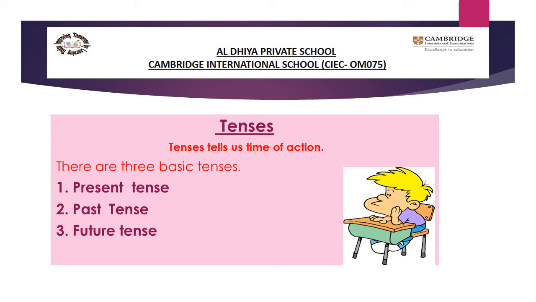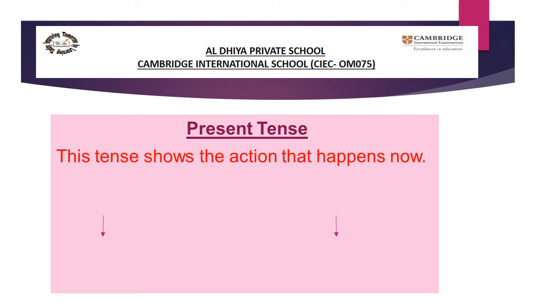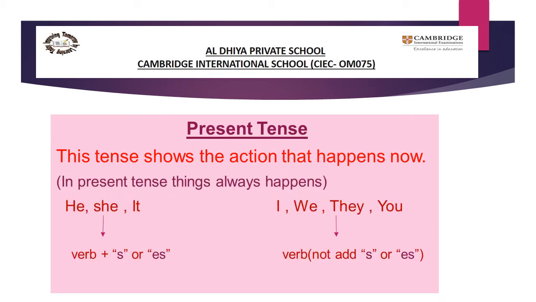So let's start learning about tenses. What is present tense? This tense shows the action that happens now. Okay, what is happening now? Now it is going on. That is called present tense. Look at the example. After that, I want to tell you something more about present tense.